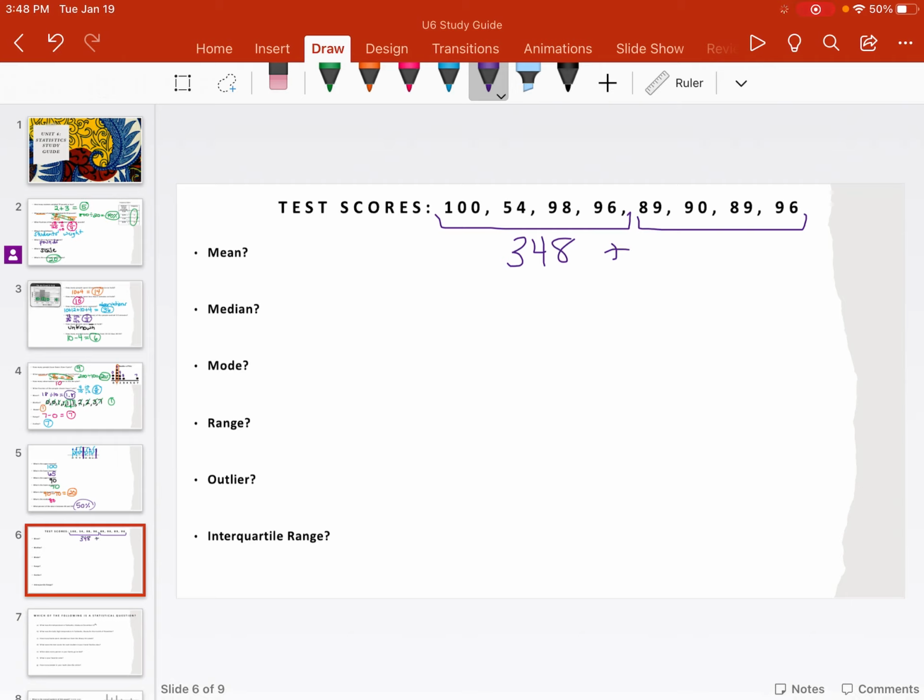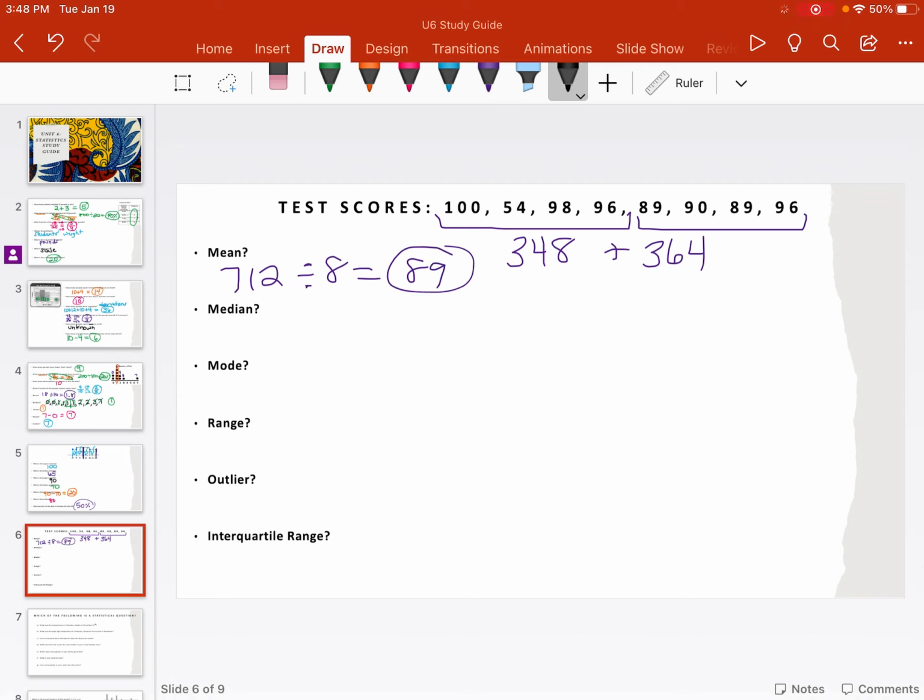And then clear that. On the other side, I got 89 plus 90 plus 89 plus 96, which is 364. And then I'm just going to add those two together. So 364 plus 348, which is 712. Now I can divide by how many numbers there were. There were 8. So 712 divided by 8, which gives me 89 for my mean.